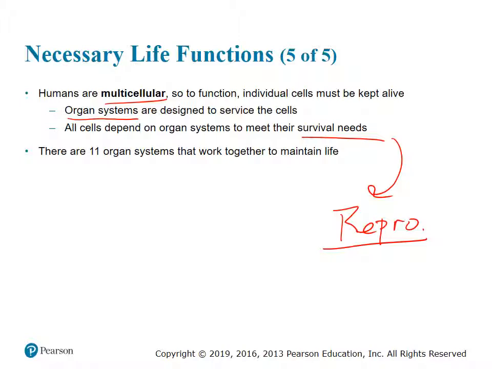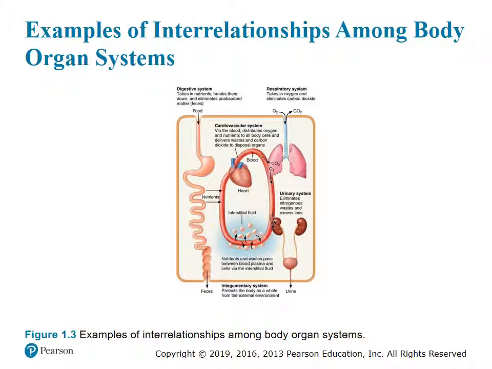There are 11 organ systems. You will be responsible for knowing each of the 11. Okay? And knowing what organs fall in each organ system. I'll show you those, and you can find those in the book, because I have those on the PowerPoint as well.